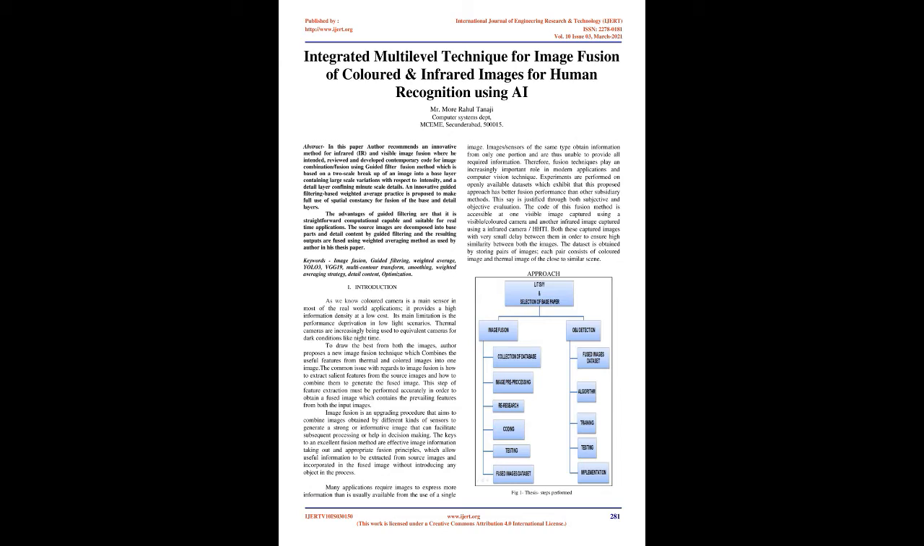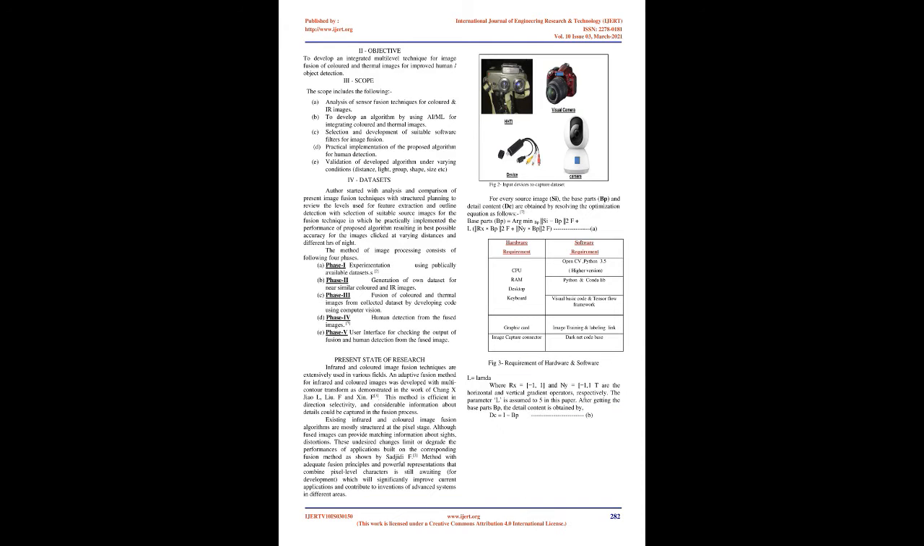The common issue with regard to image fusion is how to extract salient features from the source images and how to combine them to generate the fused image. This step of feature extraction must be performed accurately in order to obtain a fused image which contains the prevailing features from both the input images. Image fusion is an upgrading procedure that aims to combine images obtained by different kinds of sensors to generate a strong or informative image that can facilitate subsequent processing or help in decision making.